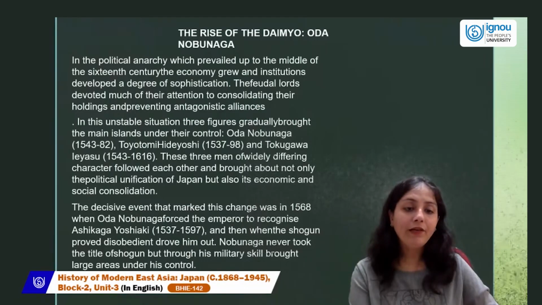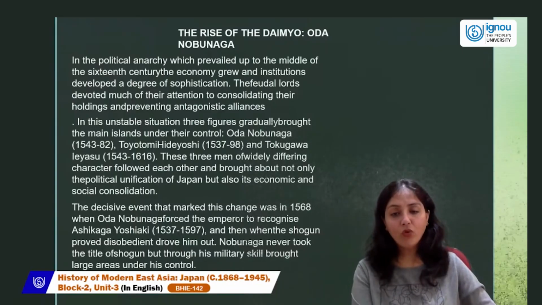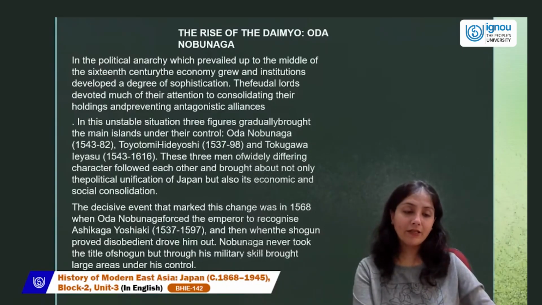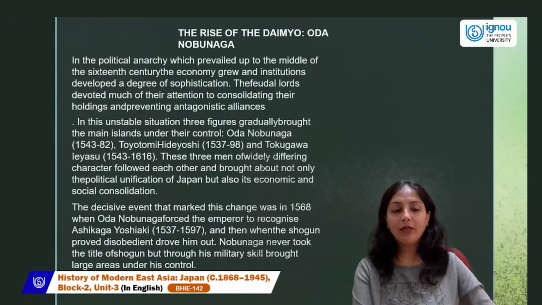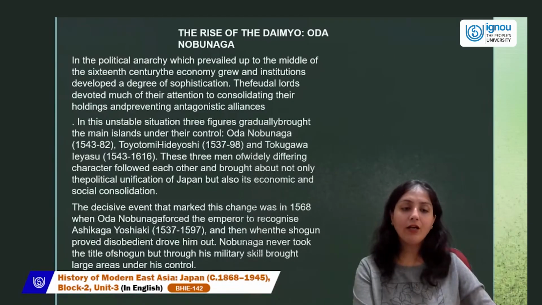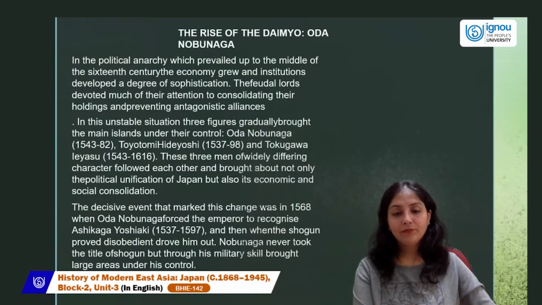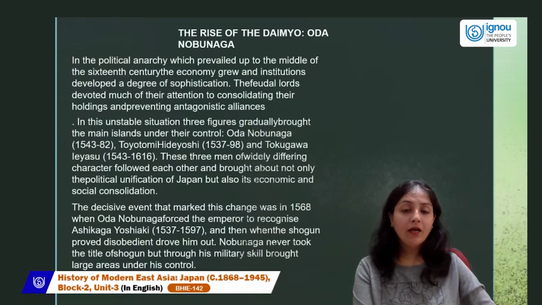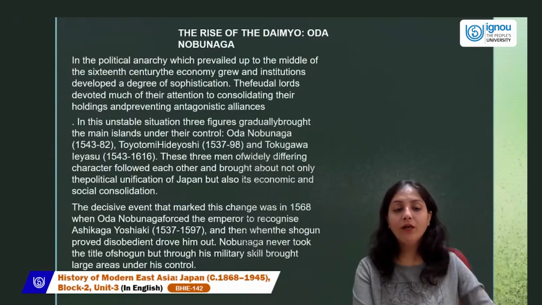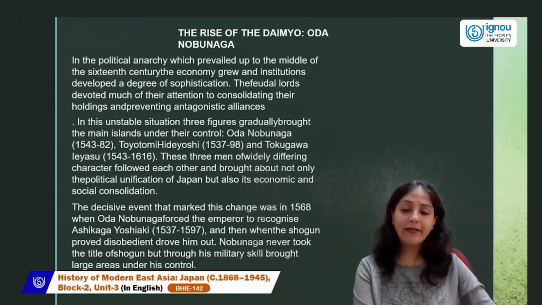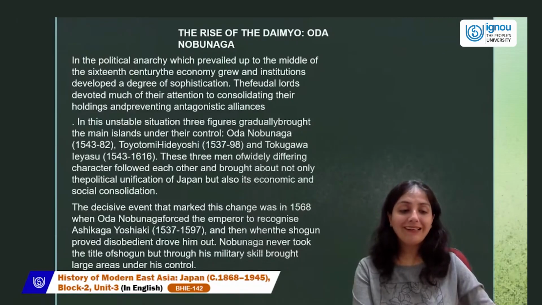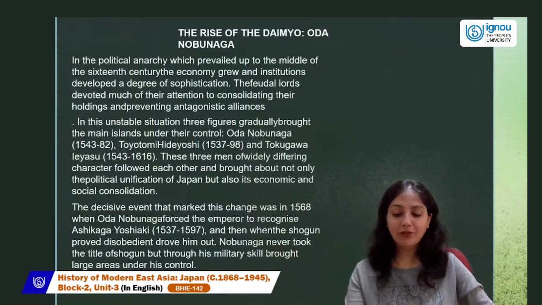The decisive event that marked this change was in 1568, when Oda Nobunaga forced the emperor to recognize Ashikaga Yoshiaki. And then, when the shogun proved disobedient, he drove him out. Nobunaga never took the title of shogun, but through his military skill, brought large areas under his control.